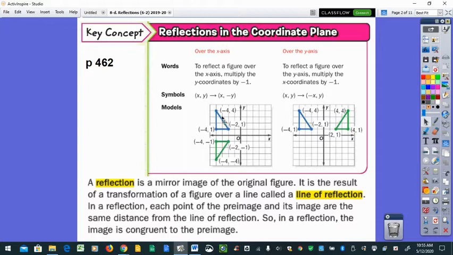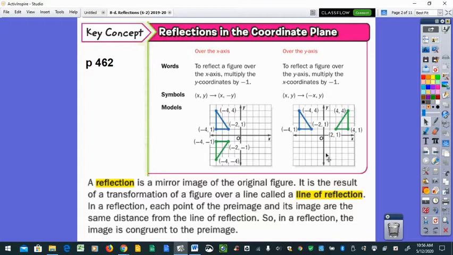And that's true of every point. So look at this uppermost point, (-4, 4). The x-coordinate in the image is -4, and it becomes (-4, -4). So the x-coordinate stays the same, but the y-coordinate changes sign. And that's true of all 3 points. So when you reflect over the x-axis, the x stays the same, the y changes sign.